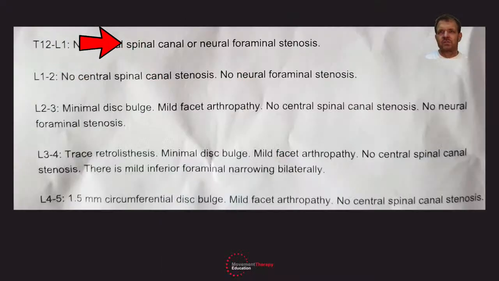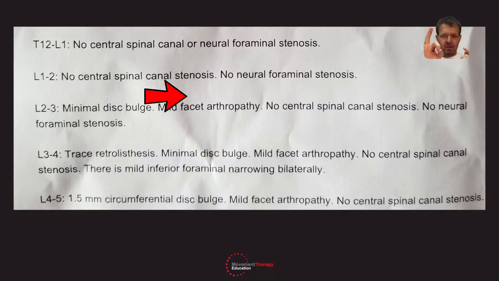So there's no central spinal canal or neural foraminal stenosis. Stenosis is like a narrowing of that area. Neural foraminal, the neural section: do you remember that bit of the video where I showed where the nerve comes out? That's the neural foramina, or foramen, that bit there.